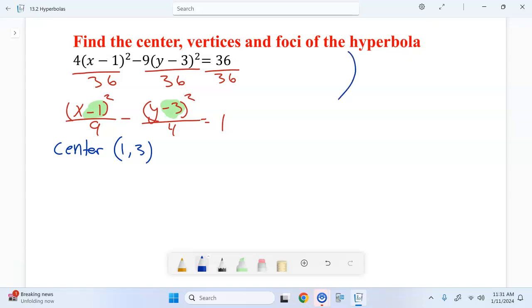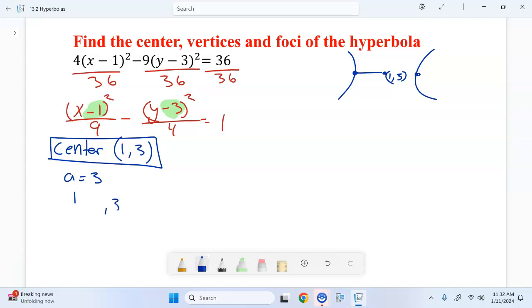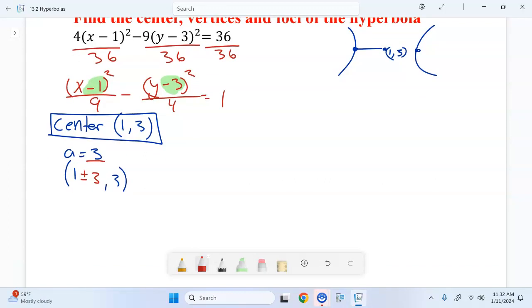So, quick little sketch. If our center is at (1, 3), our vertices will be left and right a distance. So we're going to add and subtract from x or y? X. What's our a value? A was 3. So from the center, we add and subtract our a value from x. So our 2 points will be what? (4, 3). What's the other one? (negative 2, 3). Okay, and there's our vertices.